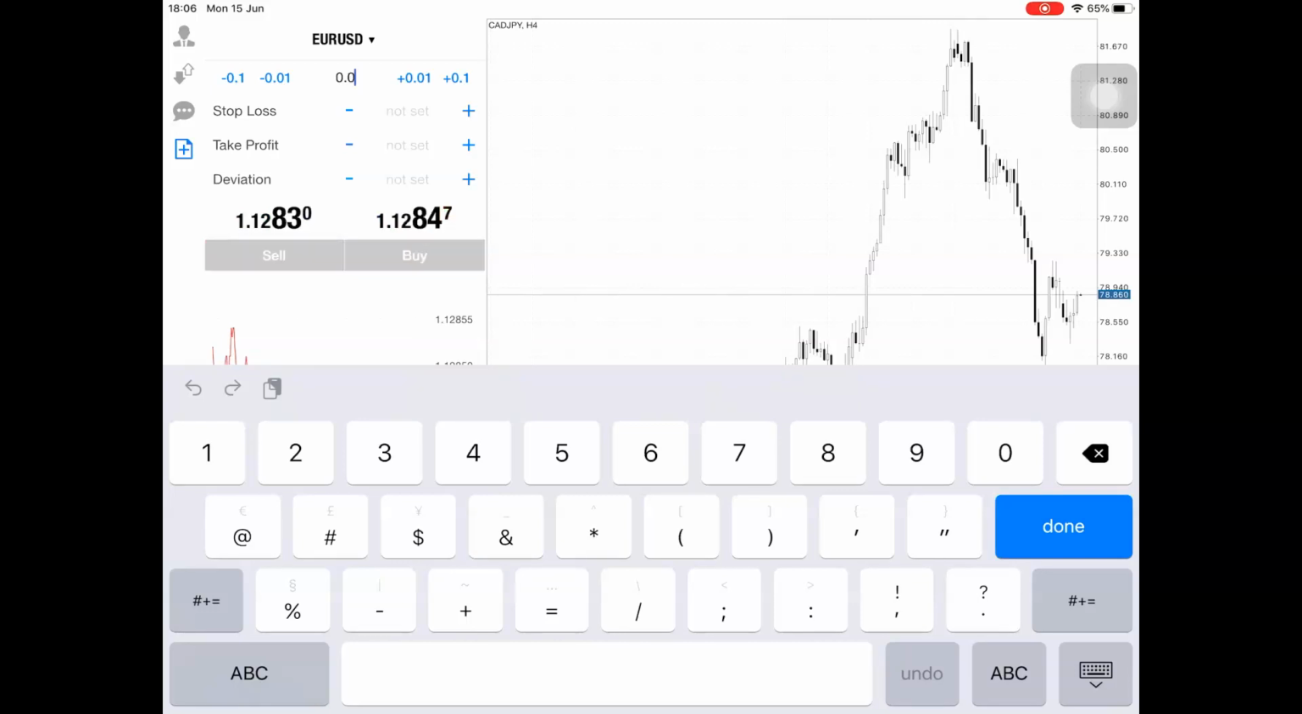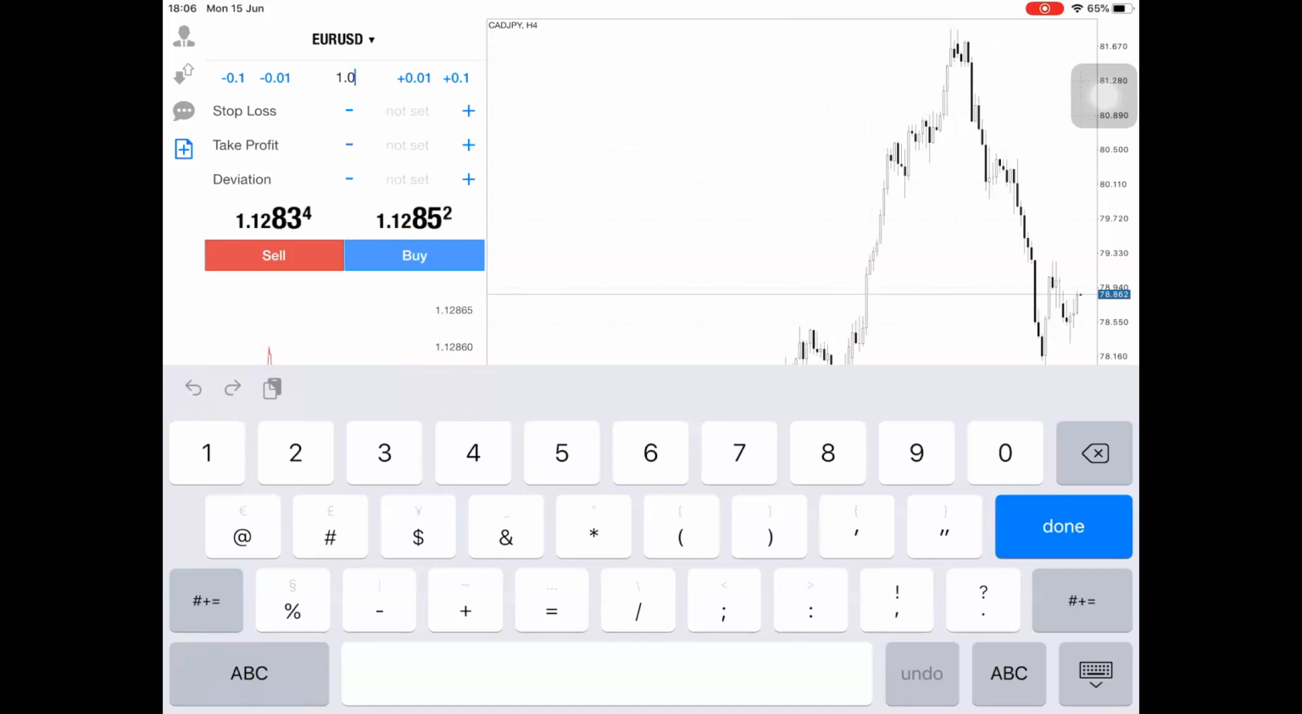You can delete what is there and type in 0.10. Okay, 0.10 is your mini lot. You can also delete what is there and type in 1.0. That is your standard lot. Okay, that is your standard lot. So that is basically how you choose your volume.